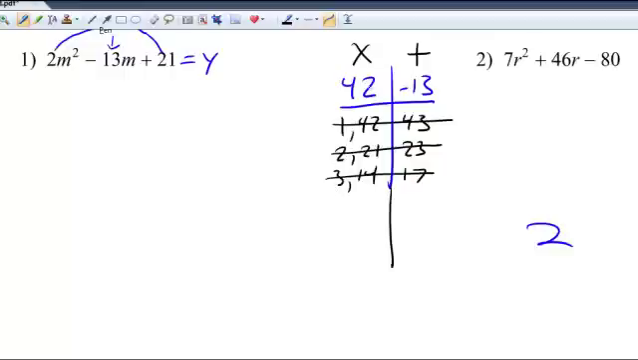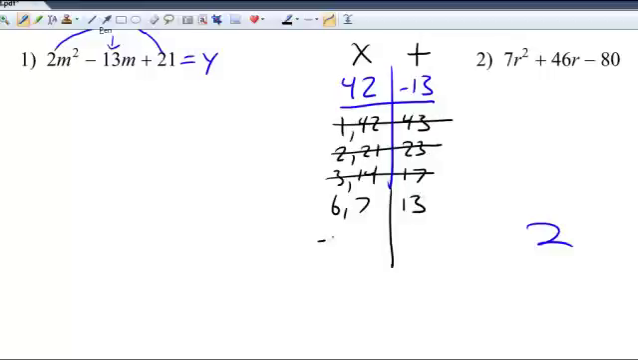5, well, it doesn't end with a 5 or a 0, so that doesn't work. 6. 6 times 7 is 42. Add them. I get 13. Oh, that's pretty close. I got a negative 13 and a positive 13, so we're off just by our sign. So what we can do is just change the sign of everything.